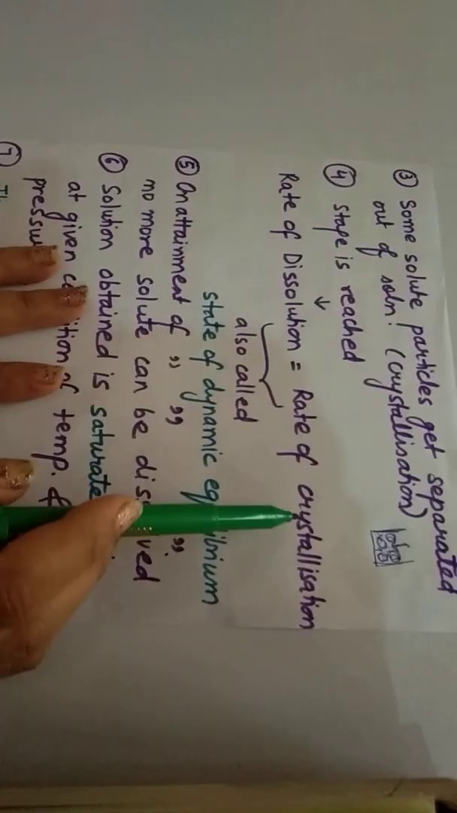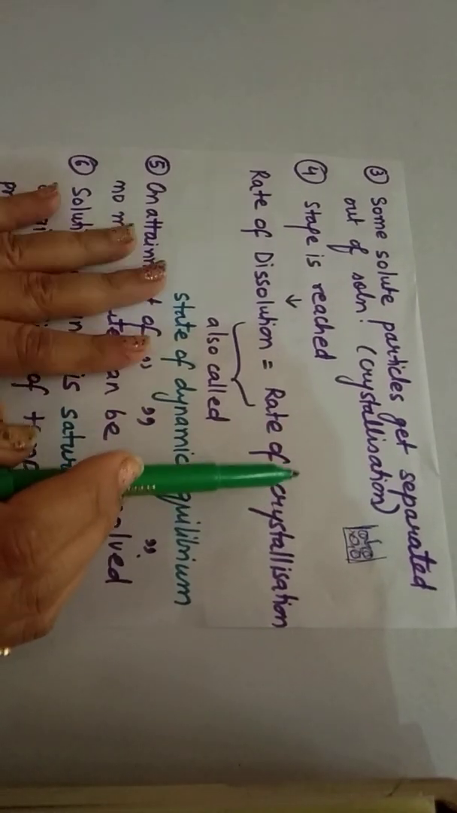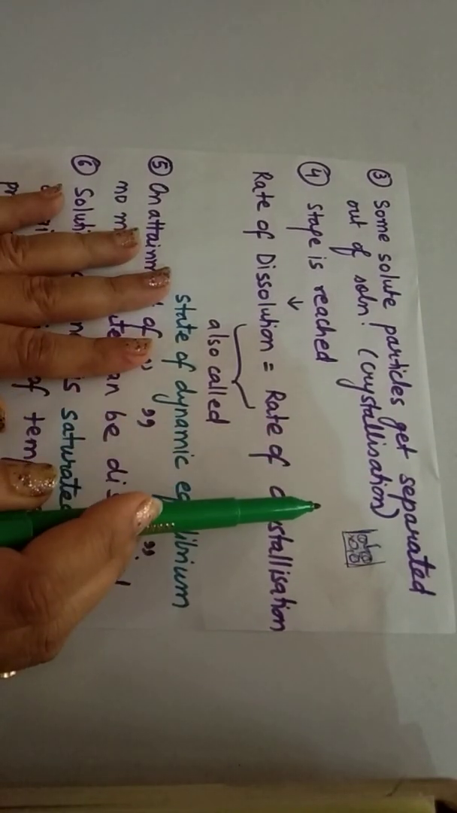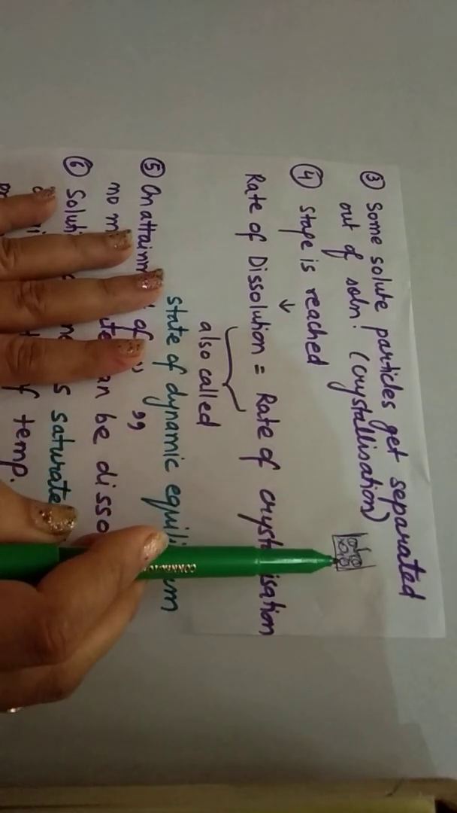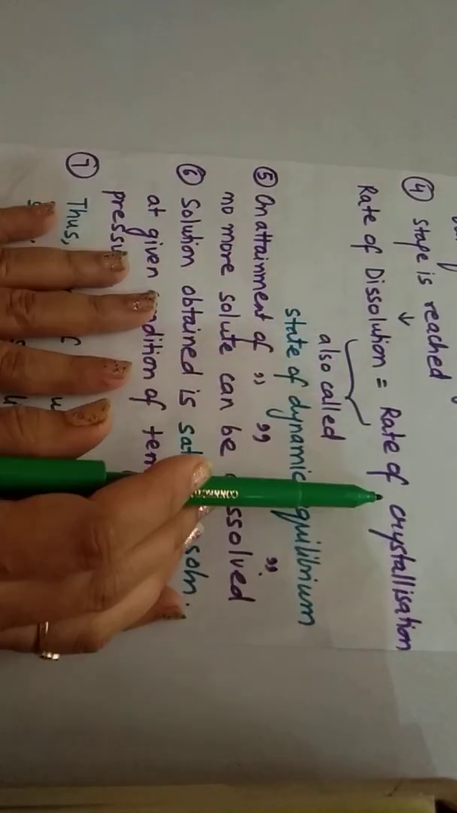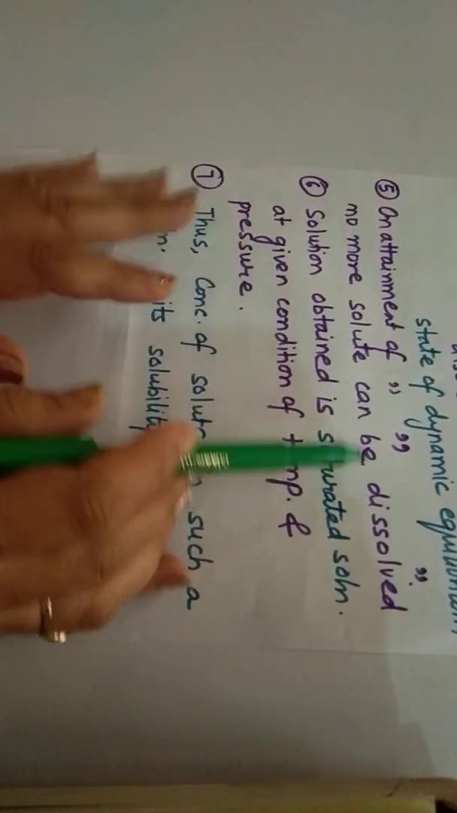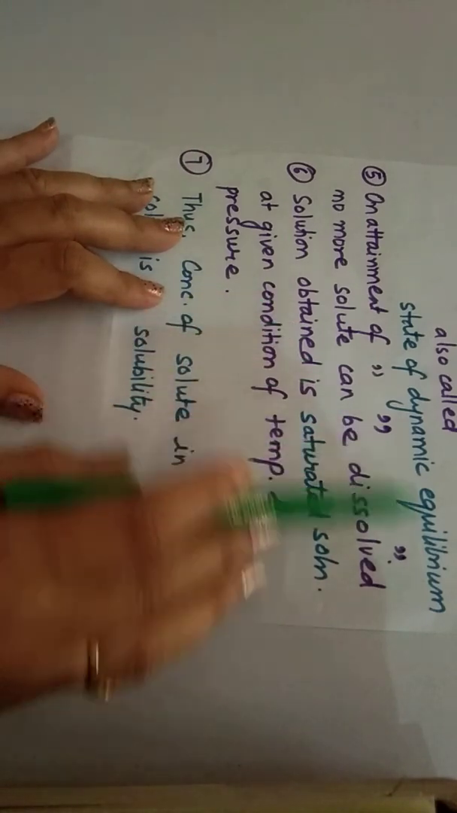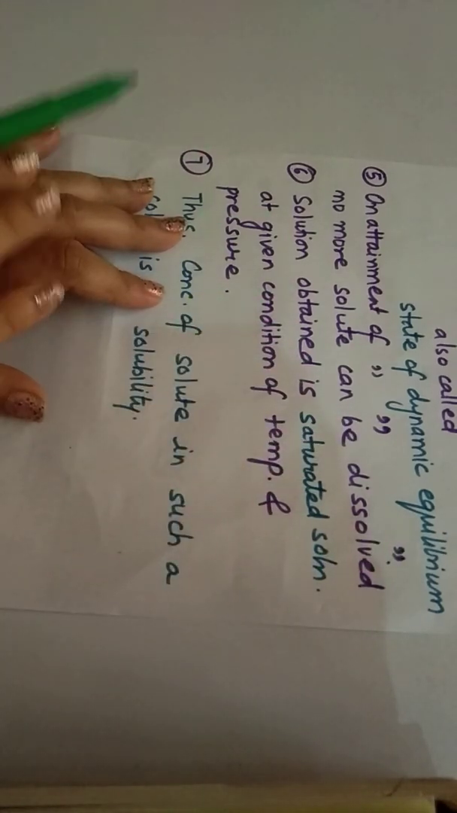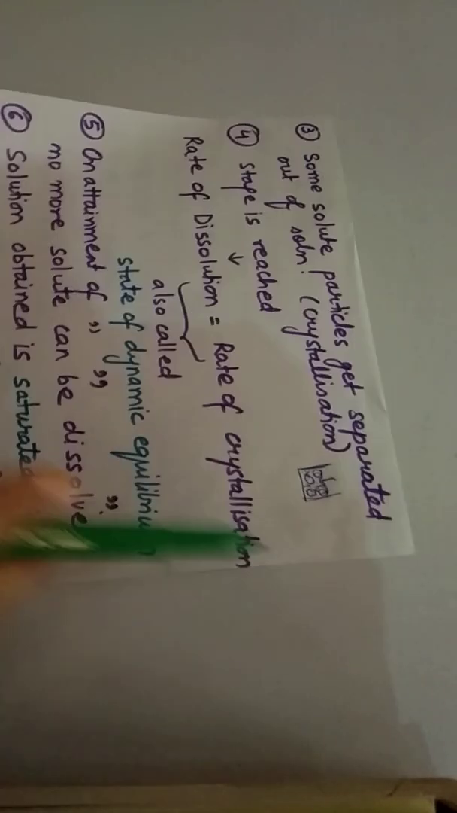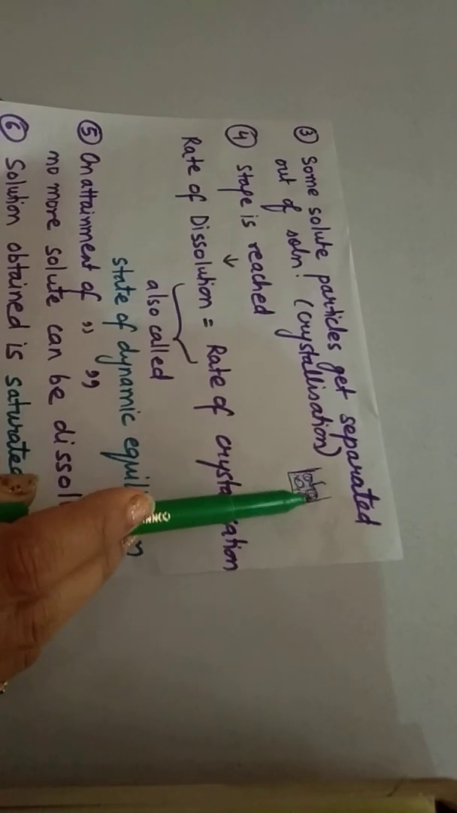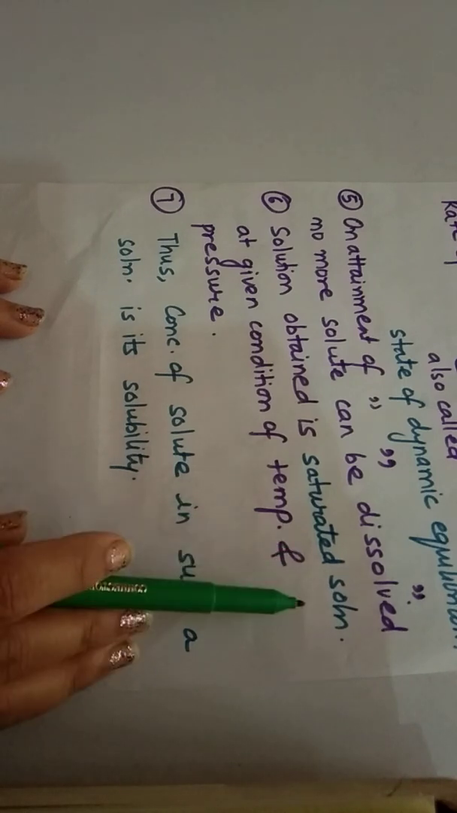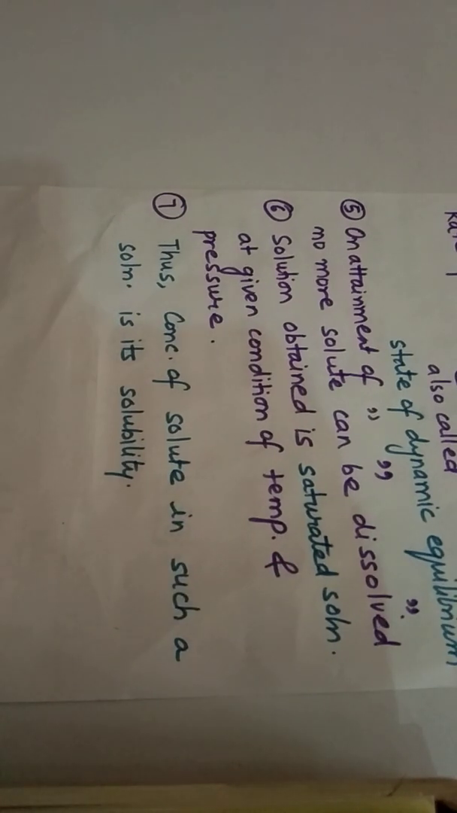So first one, we add solute into solvent. Second one, concentration of solute in solvent increases, that is dissolution. Next, crystals get separated out, that is crystallization. Fourth is rate of dissolution becomes equal to rate of crystallization. Fifth, now after the attainment of the state of dynamic equilibrium, you cannot add more sugar into this solution. So this solution is then known as a saturated solution at a given temperature and pressure.